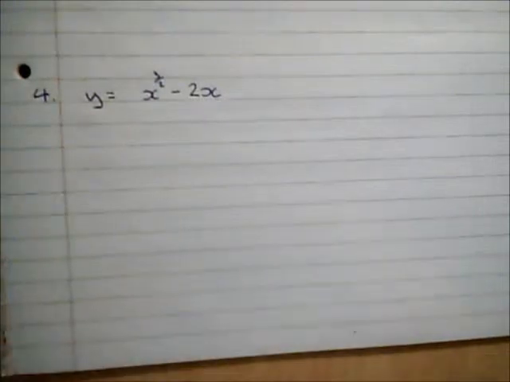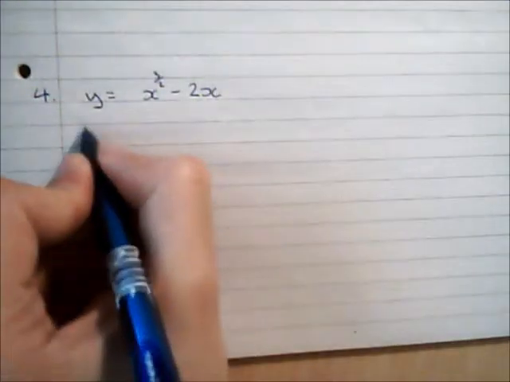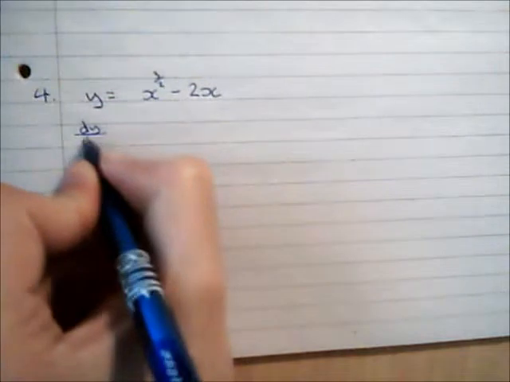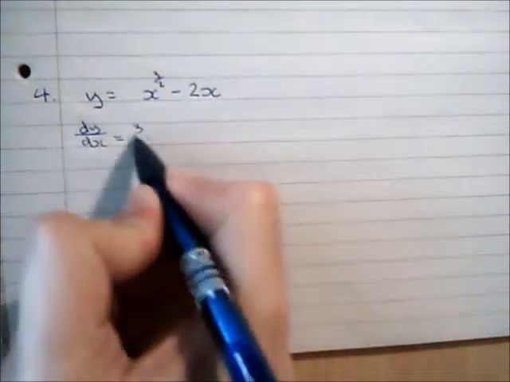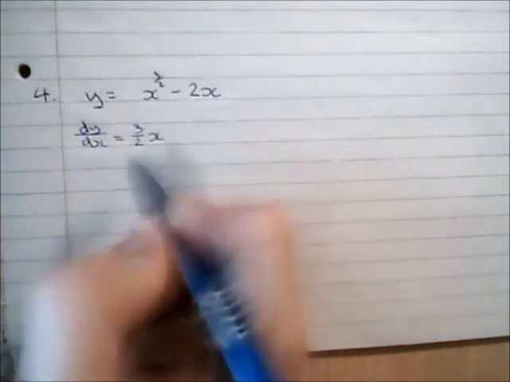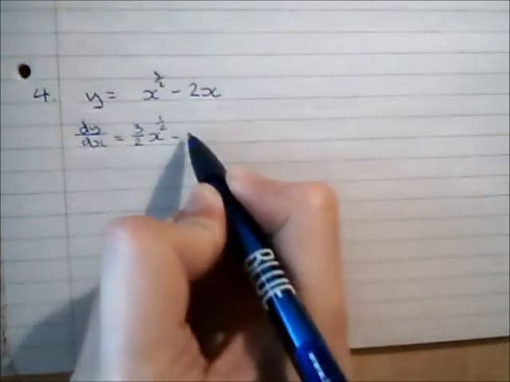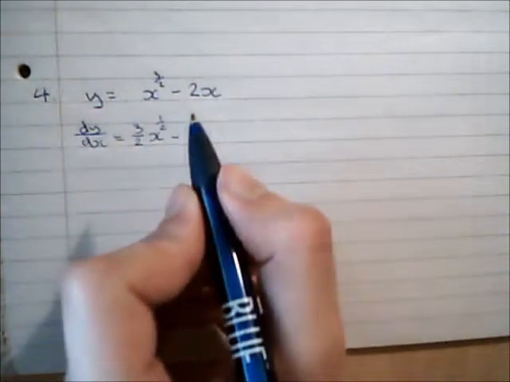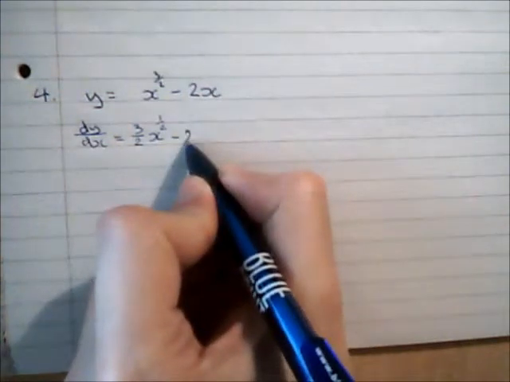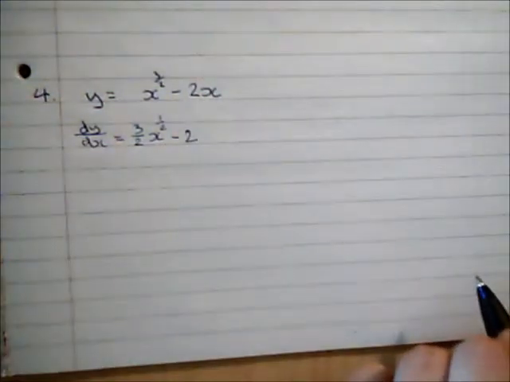This final example is in index form. So straight to dy by dx. So multiply by the power, reduce the power by 1, and then here multiply by the power, which is just 1, reduce the power by 1 is x to 0, so again this is just going to give me a number which in this case is going to be negative 2.